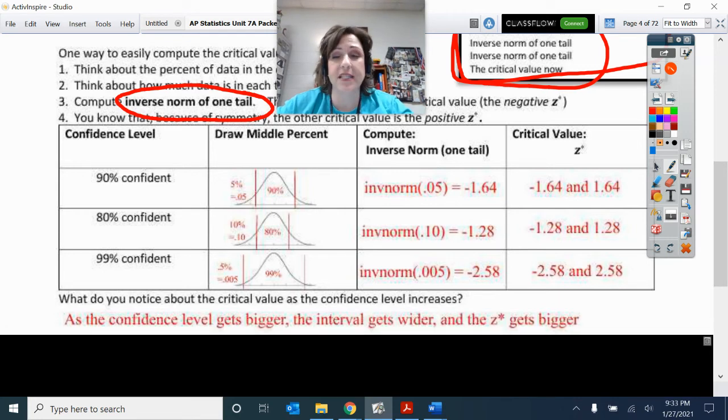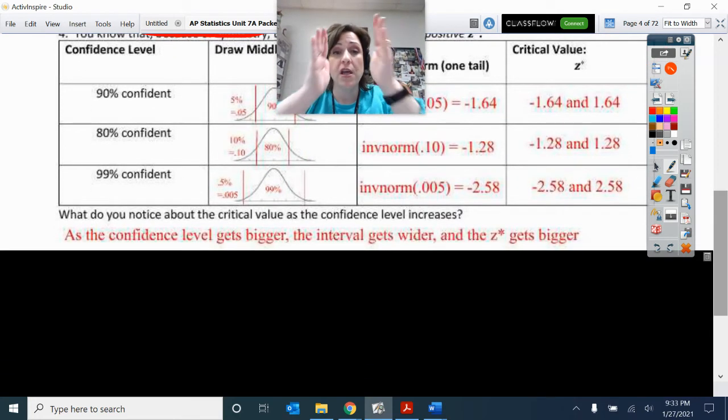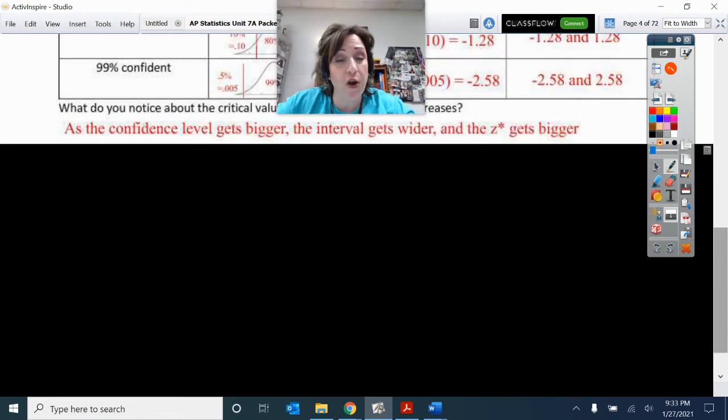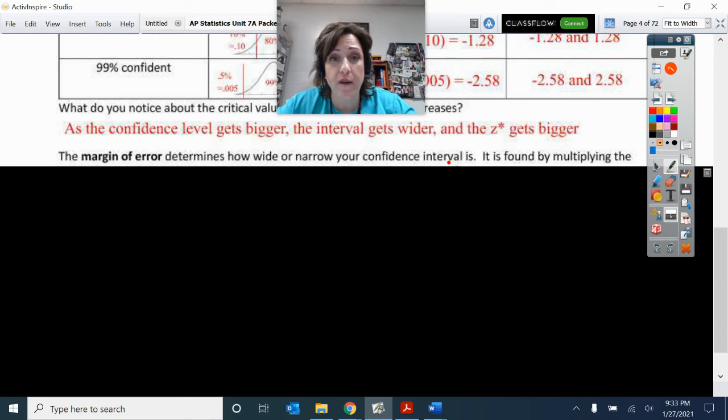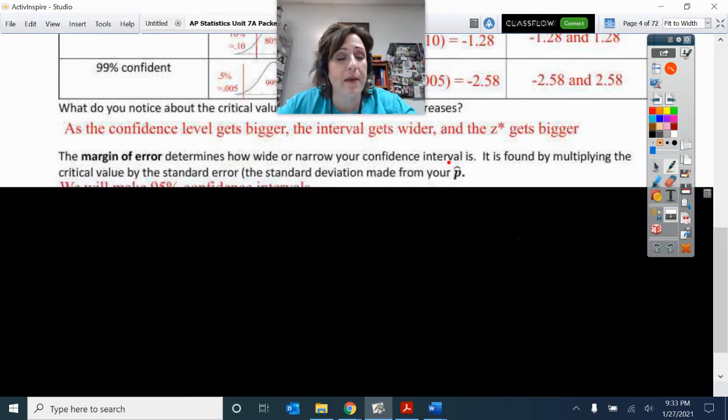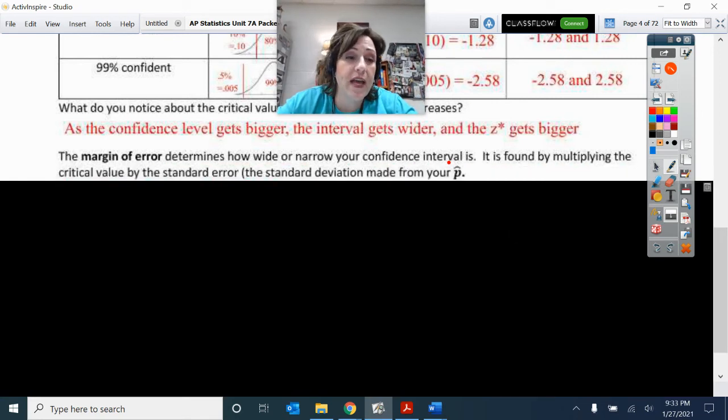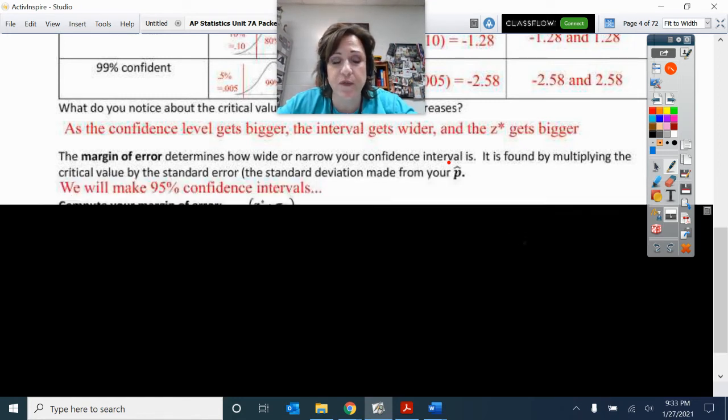So that's what I had. As the confidence level gets bigger, the interval gets wider, which means that critical value is getting bigger because it's getting farther away from the mean. Okay. Now, that margin of error determines how wide or narrow your confidence interval is. It's found by multiplying the critical value by that standard error, that standard deviation from your p-hat.